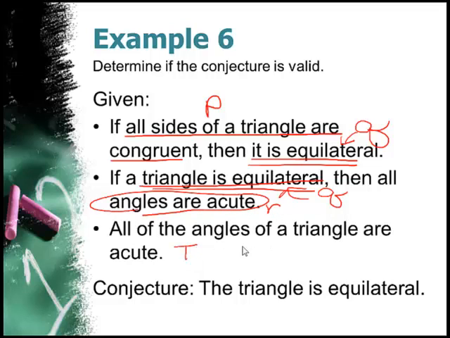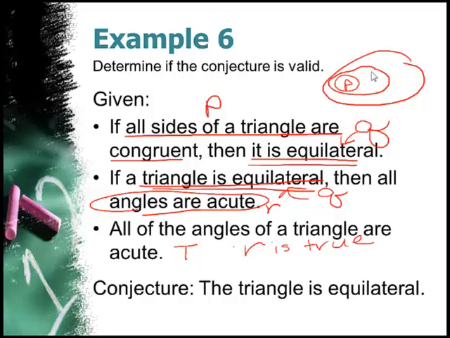And then they tell me that this part is true. All angles of a triangle are acute. They told me R. R is true. All right. So what does that mean? Let me draw my Venn diagram again. P is inside of Q. Let's see if I can do a better job there. And here's R. What did they tell me? They told me I'm standing in R.